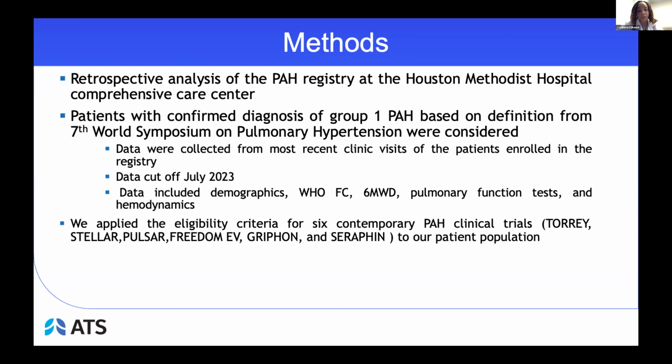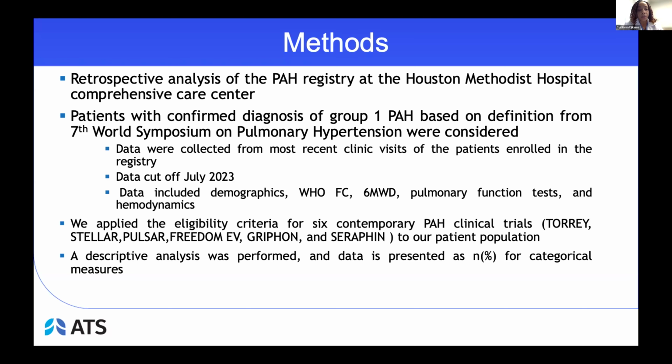And what we did was we applied the eligibility criteria, looking at both the inclusion and exclusion criteria of 6 of the contemporary PAH trials. We tried to include some phase 2 and phase 3 trials. So we chose Thur, Stella, Pulsar, Freedom EV, Griffin, and Seraphim trial. And we did a descriptive analysis and represented our categorical measures as percentages.